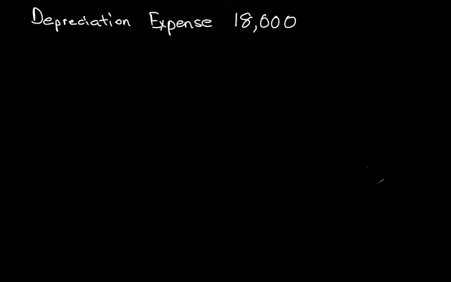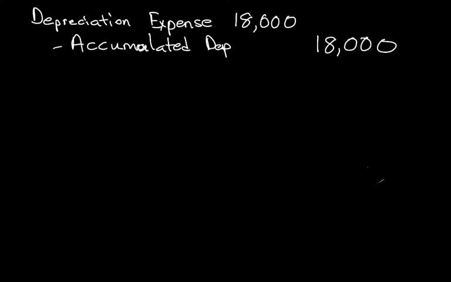When you're dealing with depreciation, the journal entry is going to be depreciation expense. That will be your debit, because expense, in order to increase an expense you need to debit it, and the corresponding credit will be to an account called accumulated depreciation. I'll use DEP as abbreviation for it, 18,000, and that, everybody, is a contra asset account.